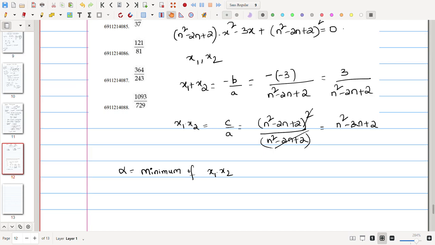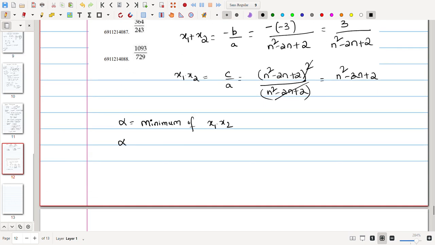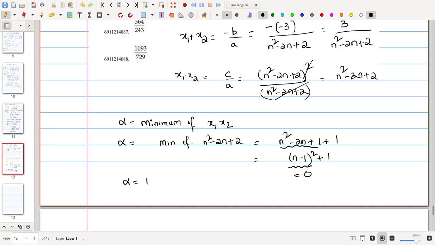So we want the minimum value of n² − 2n + 2. I can write 2 as 1 plus 1, so this is nothing but (n − 1)² + 1. We want the minimum value, and the minimum occurs whenever the square becomes 0. So what is the minimum value of this quantity? Which is 1.